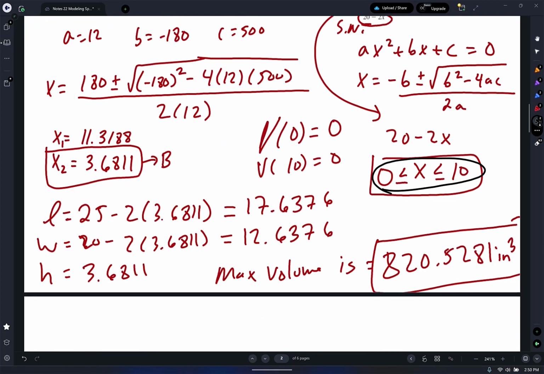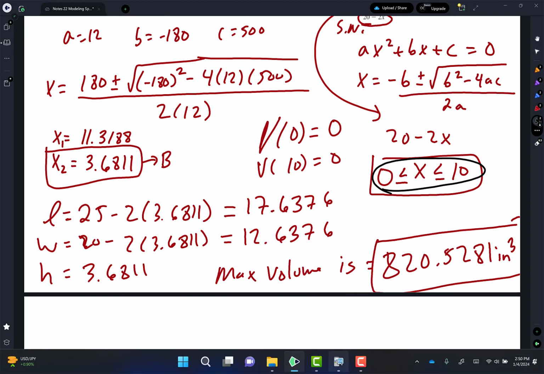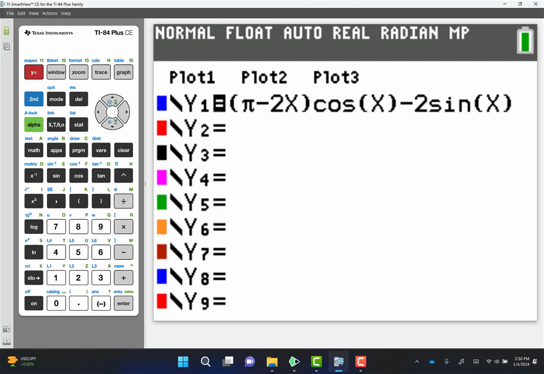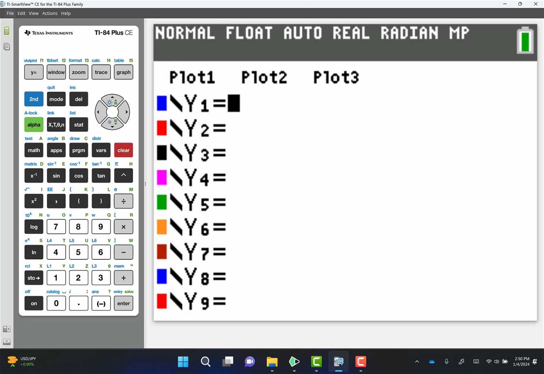Let's do it just to verify. By the way, this is my first time doing all these. So if for some reason it doesn't come out right, that means I just messed up. But I'm confident. I don't think I saw any mistakes. We're going to get the same x value. So watch. Give me the volume equation, guys, from scratch.